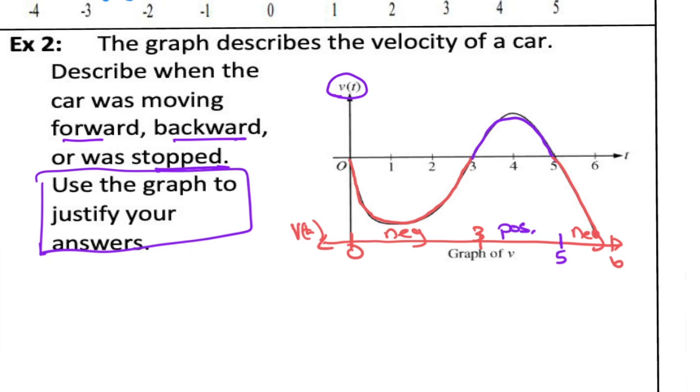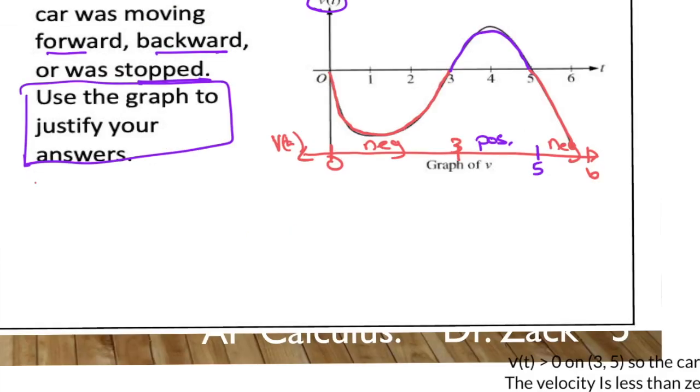So, for example, since the velocity is greater than 0 on 3, 4, the car moves forward on that interval.